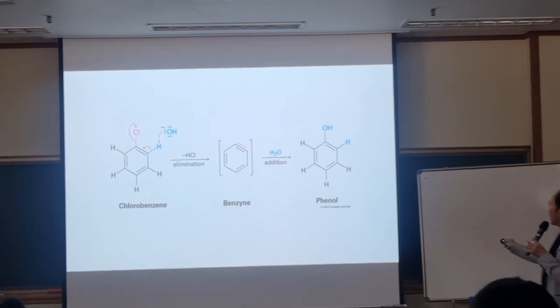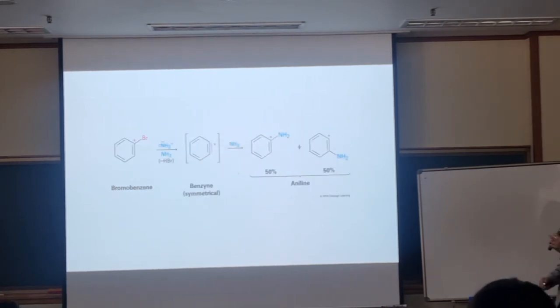And then an addition reaction happens. That happened here with this reagent, a very strong base. Amide is a very strong base. It removed the one hydrogen, and then it can form this kind of benzyne intermediate. It can form this way or it can form this way. It doesn't matter, it's the same.